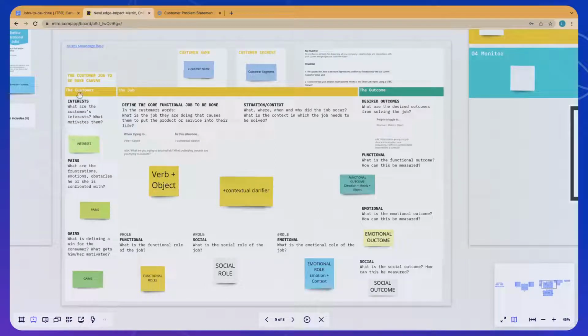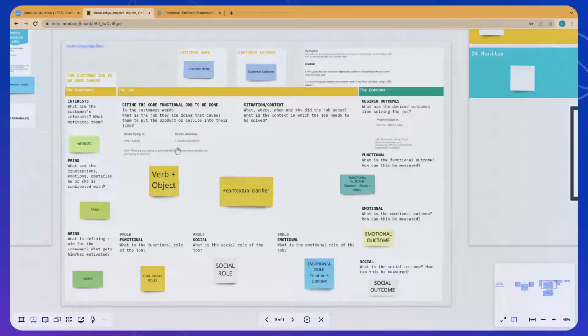So you can see the Miro collaborative board that we've set up, the Job to be Done canvas, it starts with the customer. We want to know, what are the customer's interests? What motivates them? Remember, the context is really important. What's the context the customer is in when they're trying to execute on that job or solve the problem? What are the frustrations, emotions, obstacles that they're confronted with? What would a win look like for the customer?